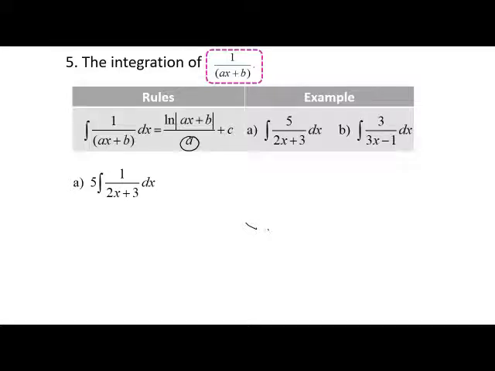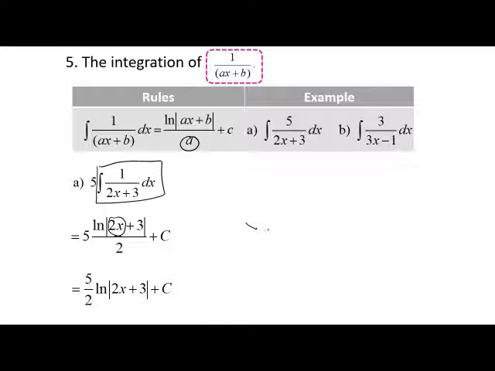First, we have to factorize 5 outside the integral. Then we know that when we integrate 1 over 2x plus 3 dx here, we're going to have ln of 2x plus 3, and then divided by 2 because of the 2x here, then plus c. So the final answer is 5 over 2 ln of 2x plus 3 plus c. Next.